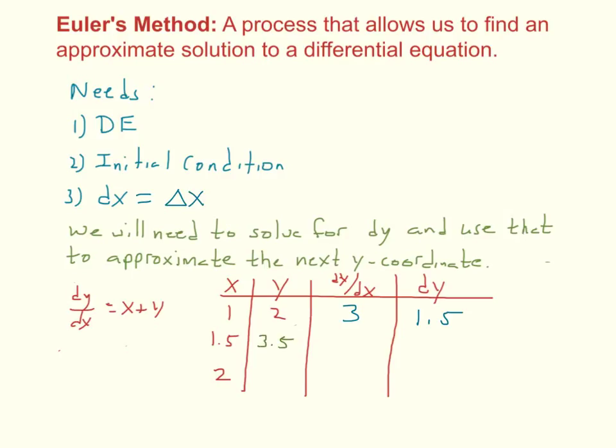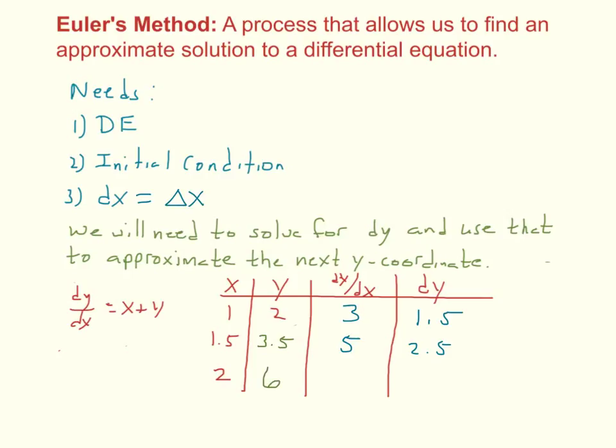At this point, we start this process all over again. I know dy/dx is x plus y. So if I take 1.5 plus 3.5, I'm going to get 5. So I know dy/dx is 5. And again, since delta x is 1/2, I know dy is going to be 2.5. And now to calculate the y coordinate at 2, I'm going to take the 3.5 and add the 2.5, and when I do that, I'm going to get 6.